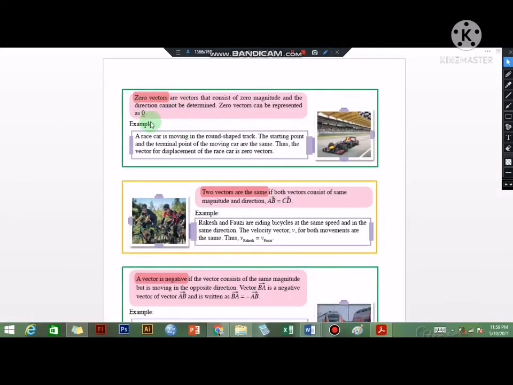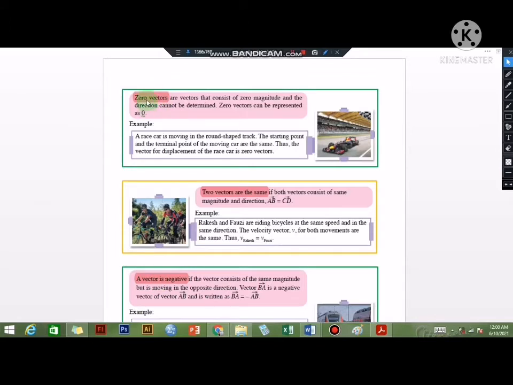Okay, class, we proceed to the next one. A vector can be of many types. First of all, it can be a zero vector. If there are two vectors, the vectors can be the same. And the next one is the negative vector. So a vector also can be negative. Let's look at the first one.